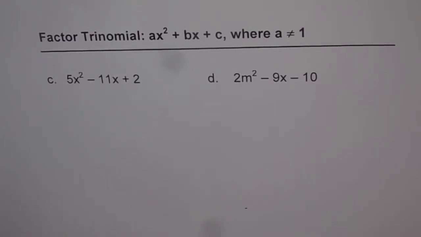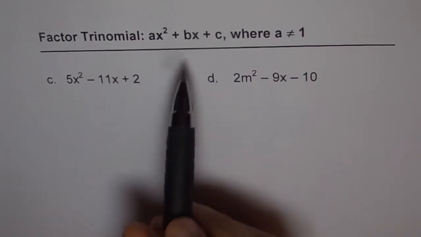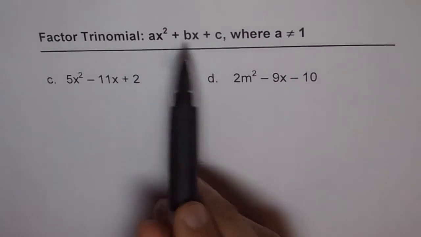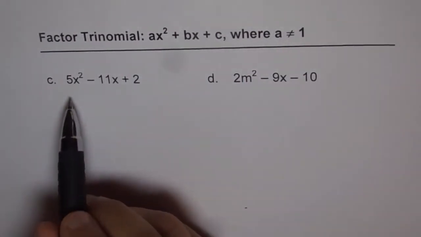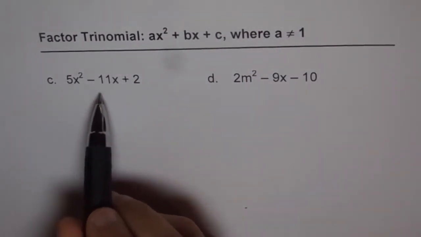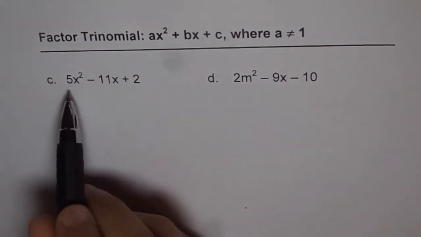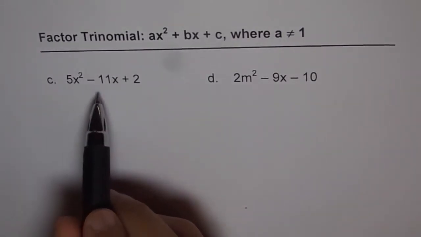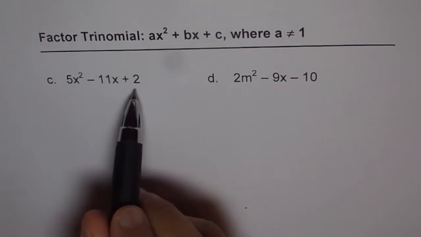Let us apply the strategy learned to factor these two trinomials. They are of the form ax squared plus bx plus c, where a is not equal to 0. The very first one is 5x squared minus 11x plus 2. A is 5, b is minus 11, and c is 2.